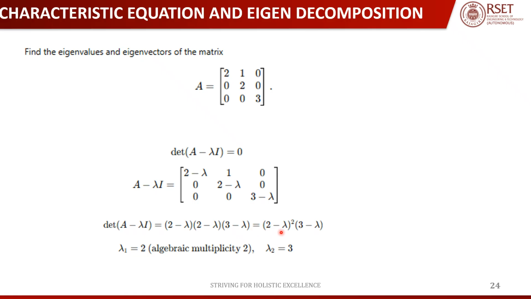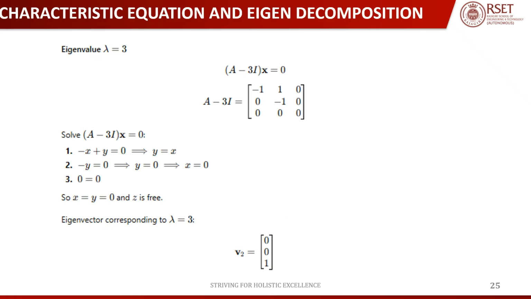Since it is an upper triangular matrix, you can see the determinant of A minus lambda I is (2 minus lambda) into (2 minus lambda) into (3 minus lambda). So you can see that the eigenvalues are lambda equal to 2, again 2, and then 3. Corresponding to lambda equal to 2 and lambda equal to 3, we will be finding the eigenvectors. For that we will be creating A minus lambda I.